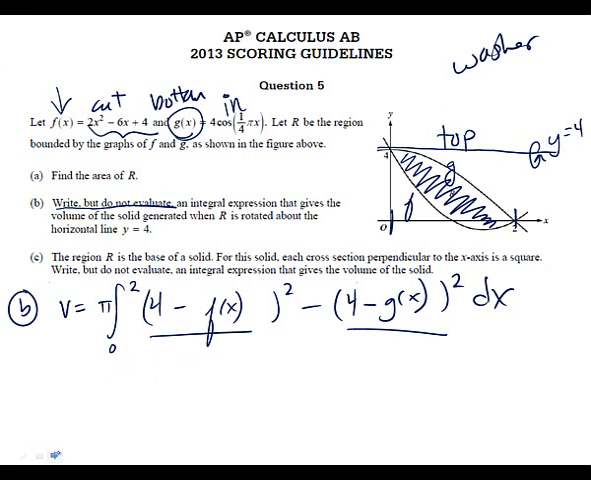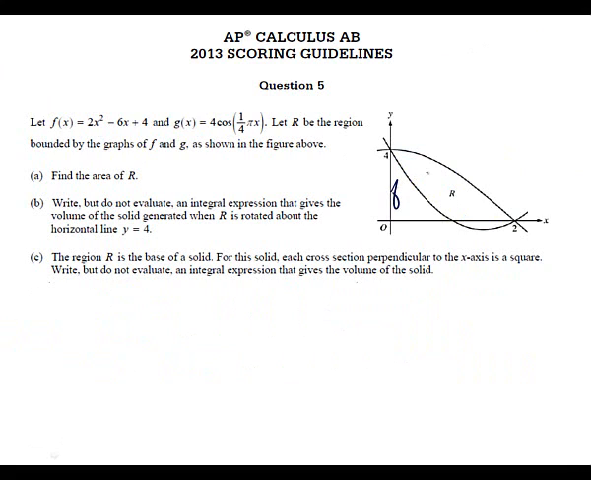All right, let's try part C. Okay, I'm going to erase again, only so you can kind of see my scribbles on there. All right, so region R, look at how nice this year was. For this solid, each cross-section perpendicular to the x-axis, so I'm going this way. We won't always go that way.